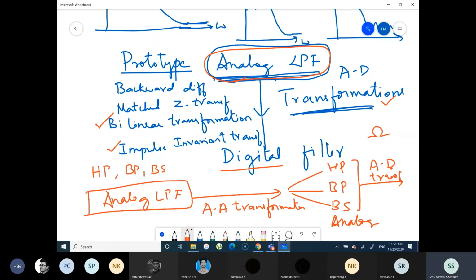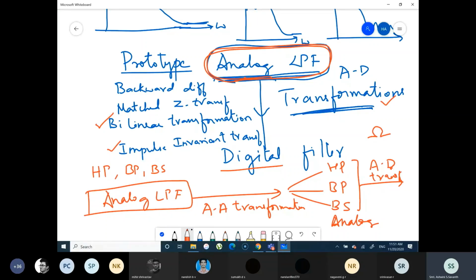So what we have to concentrate on now is how to design this analog low pass filter prototype, whether it is Butterworth or Chebyshev. When I say design the analog low pass filter, you can either derive the transfer function, or the filter coefficients h of n, or the frequency response, right? So that's what we are going to do here.